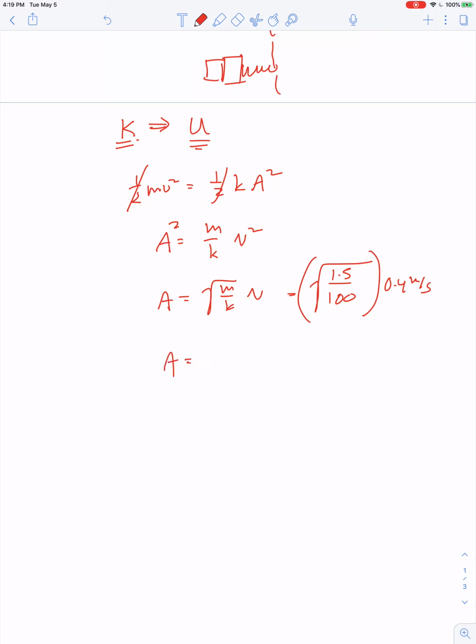And we get an amplitude of 0.049 meters or 4.9 centimeters.